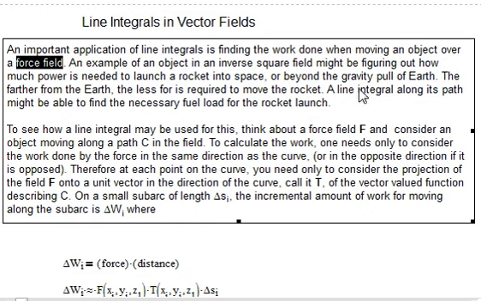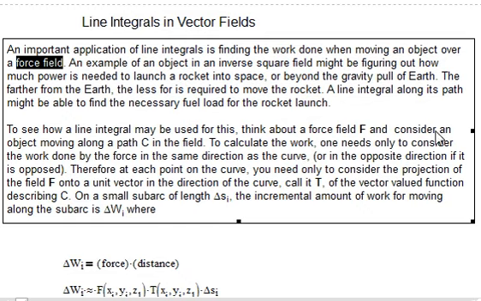An example of an object in an inverse square field might be figuring out how much power is needed to launch a rocket into space, recalling that gravity is an inverse square field, or beyond the gravity pull of the Earth. The farther from Earth, the less is required to move the rocket. So a line integral along its path might be able to find the necessary fuel load for the rocket launch.